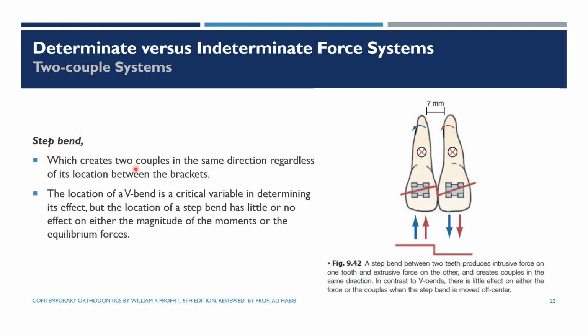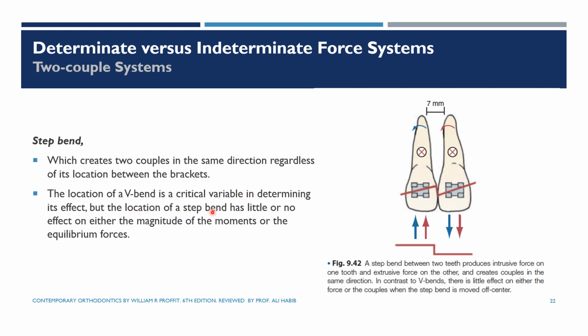So in general, the step bend will create two couples in the same direction, regardless of its location between the brackets. The V-bend was creating two couples in opposite directions if it's off the center. If it's at 1/3, it will create one couple on one side, and the other one will have no moment at all. And if we go to the 1/6 position, we expect to have two couples in the same direction. Here, with the step, it creates two couples in the same direction. So this is another important point: the location of the step is not as critical as the V-bend.